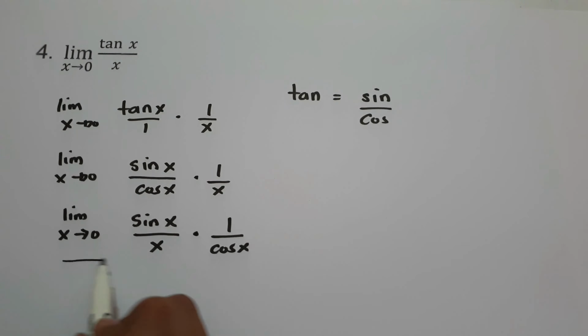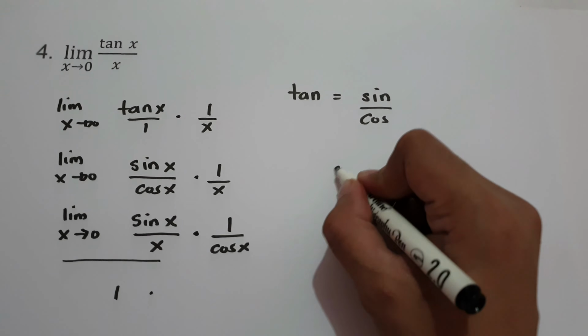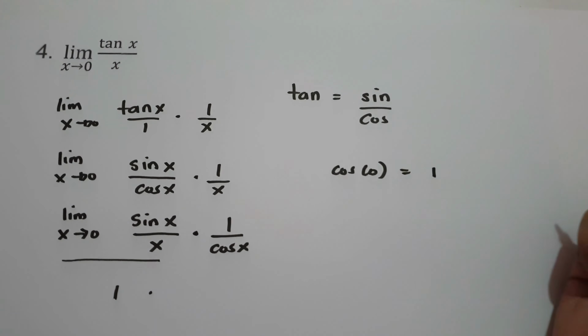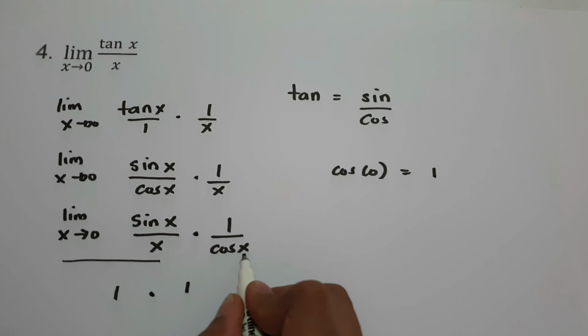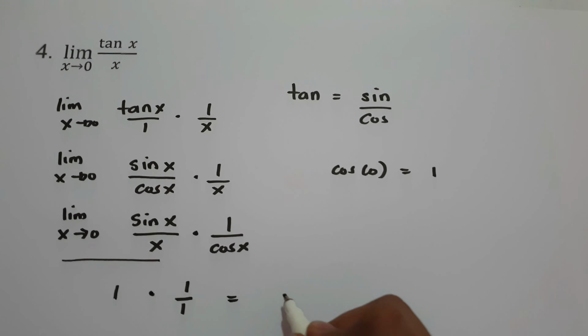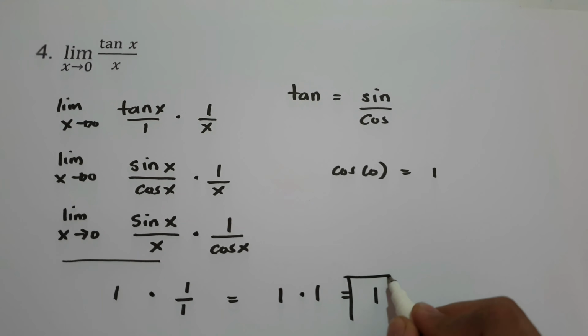We all know that this expression is equal to 1. And then cosine 0 is also 1. Therefore, 1 times 1 over cosine 0, that is 1 over 1. So let's simplify. 1 divided by 1 is 1, and 1 times 1 is 1. And this will be our answer.